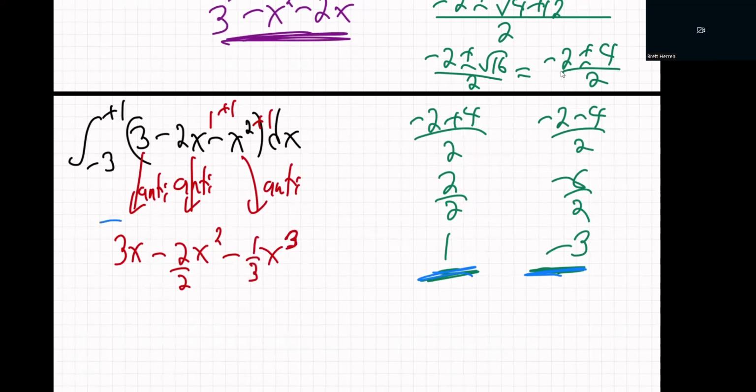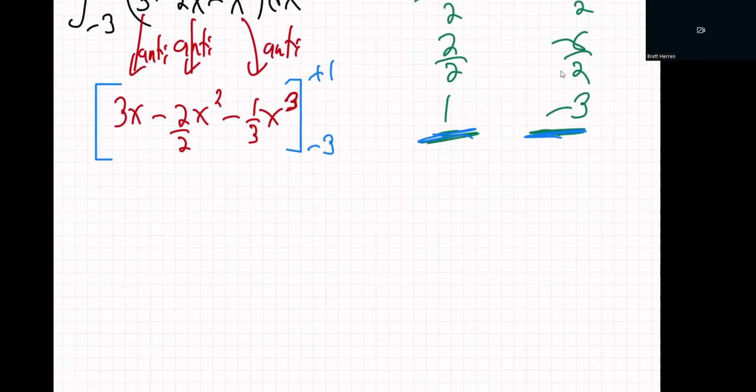Okay. And we're going to evaluate that between negative 3 and positive 1. So what does that mean? So that means coming on down here, I'm going to apply negative 3 into that. Or sorry, positive 1. Start with the top. Let me just change the color for clarity. Start with the top. Boom, boom, boom.